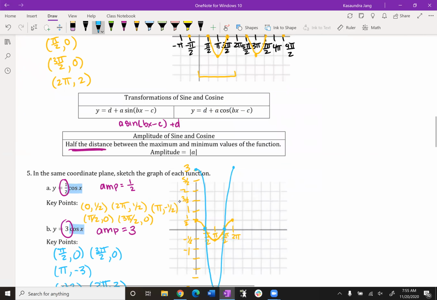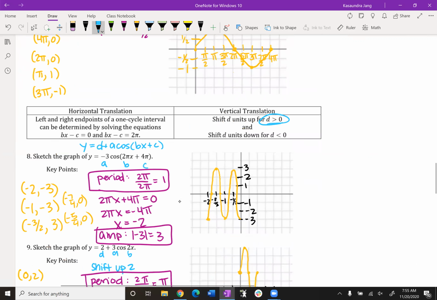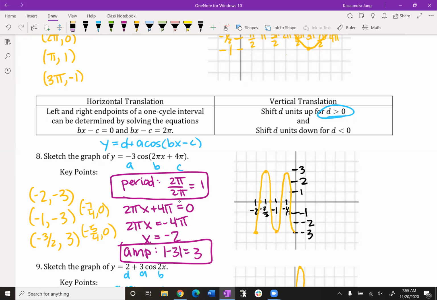Oh, let me adjust this parent function. I apologize, this was a bx minus c. So sorry for that. That's why I was comparing it to this bx minus c.